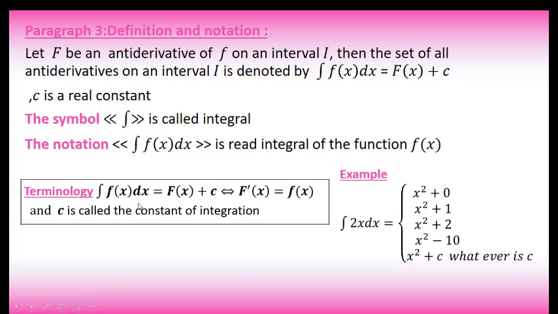Now, example: integral 2x dx equal, you may say x squared plus 0. Why? Simply derive x squared plus 0 to get 2x. You may say x squared plus 1. Derive it to get 2x. You may say x squared plus 2, and so on. You may say x squared plus c. Derive to get 2x. Derivative of c, whatever c is a constant, equal to 0. Then integral 2x dx, all these answers are true.